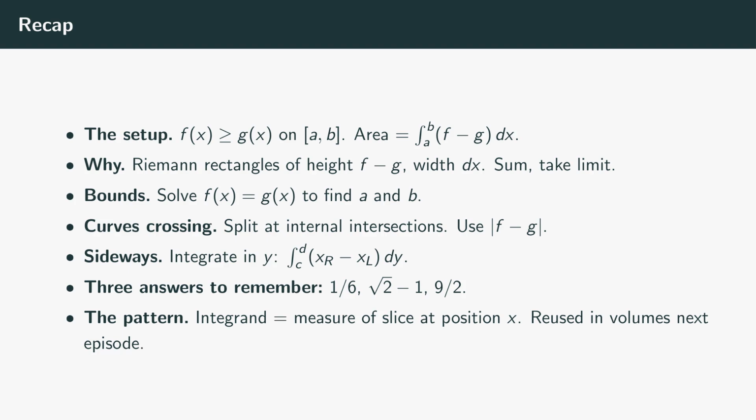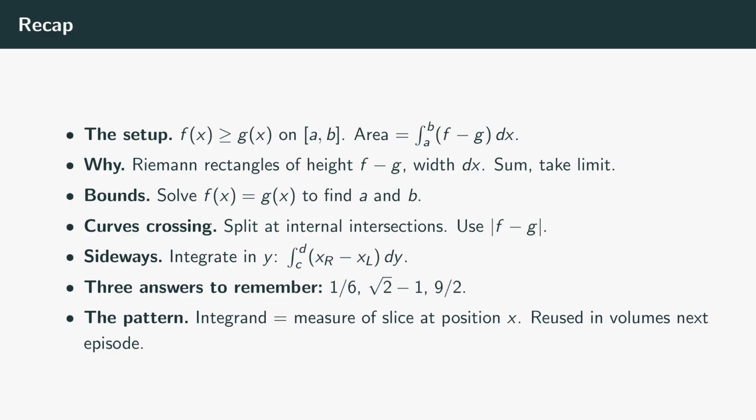Crossings: if f and g cross inside the interval, split at each crossing and use the absolute value of f minus g, equivalently top minus bottom on each subinterval. Geometric area is positive. Sign handling is your job. Sideways: when the curves are more naturally functions of y, use horizontal strips. Area equals the integral from c to d of the quantity x sub R of y minus x sub L of y dy. Same Riemann picture rotated 90 degrees.